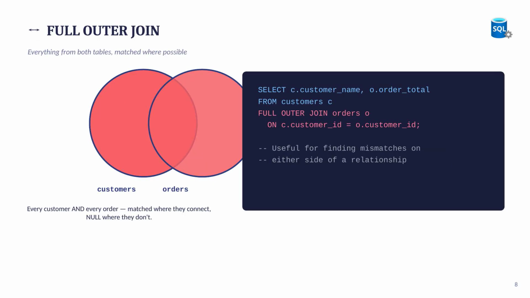And full outer join combines both directions. Everything from both tables, matched wherever possible, with null filling in the gaps on whichever side doesn't have a match. In the Venn diagram, that's the entire combined area of both circles. This is particularly useful for auditing, finding mismatches or orphaned records on either side of a relationship: customers with no orders, and orders that somehow reference a customer that doesn't exist.